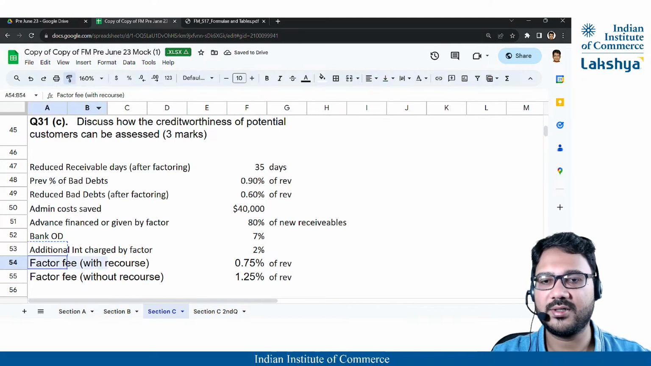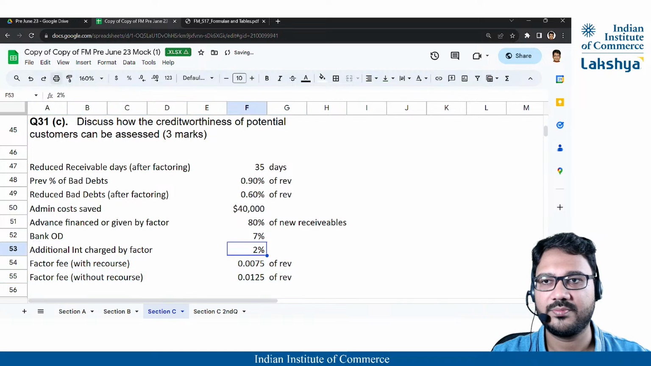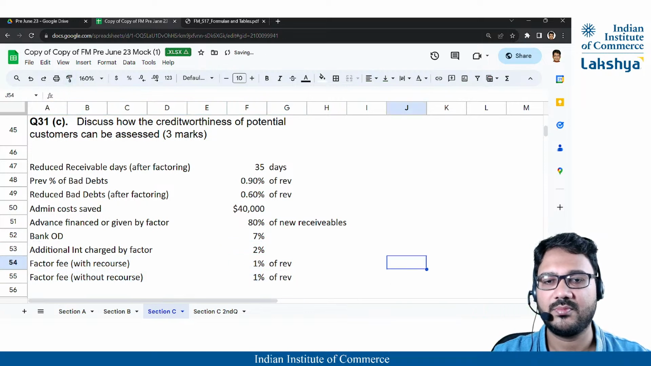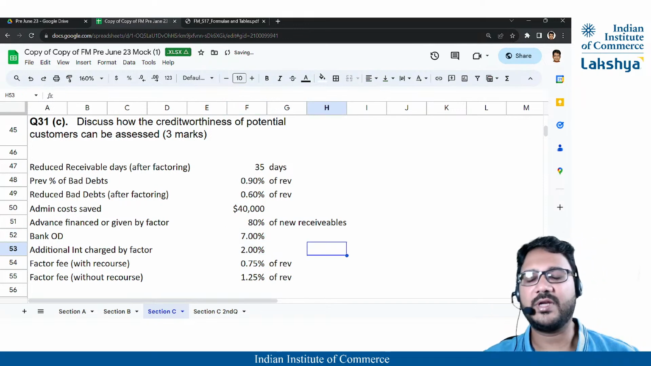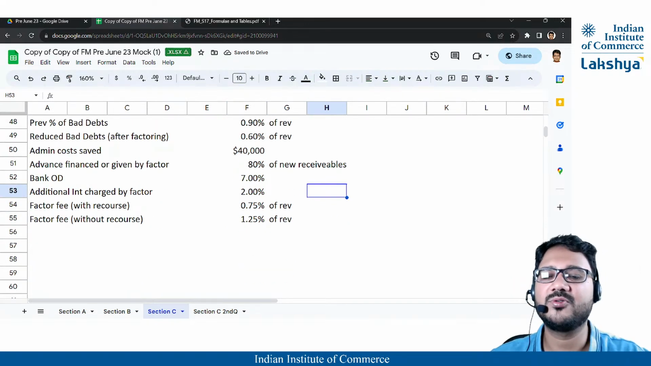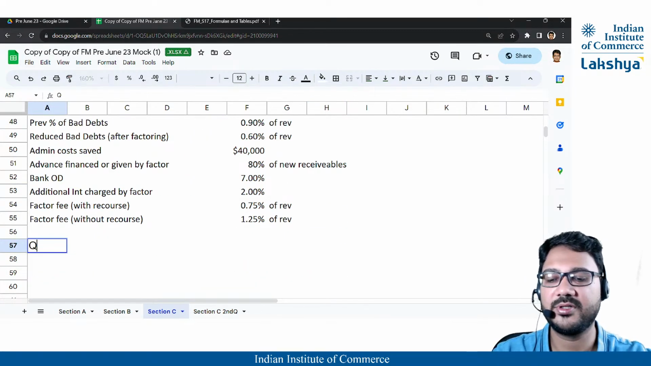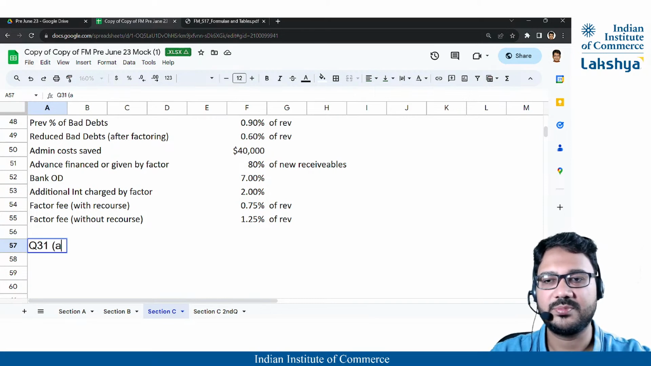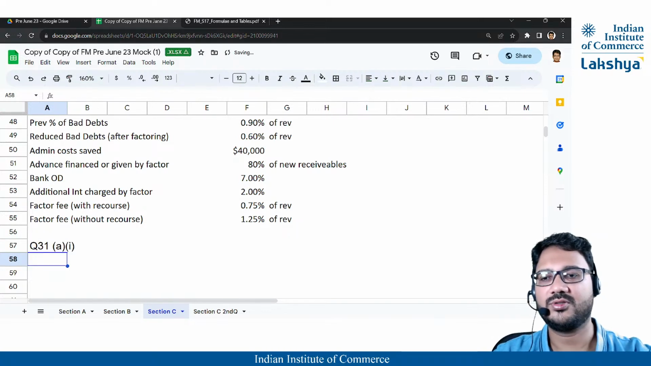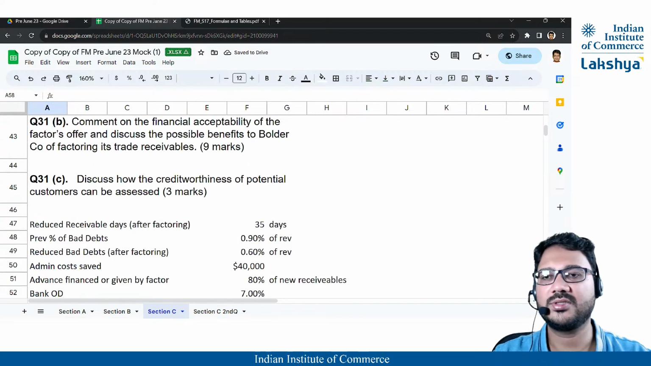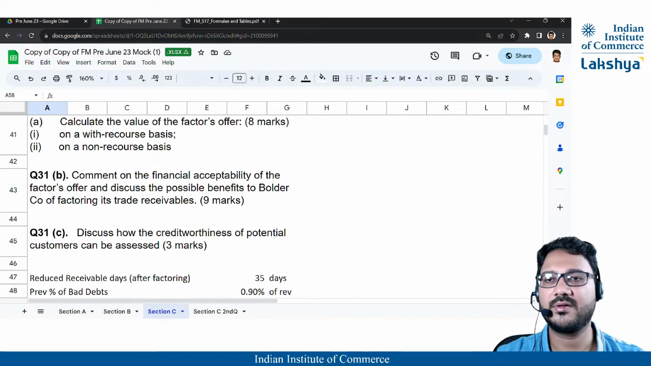Okay, so this is our financial summary over here, so we need not keep referring to the question every now and then. Now we need to find, so we'll just label it question number 31, subsection A, subsection 1. Okay, so first they are asking us to find the value of the factor's offer.